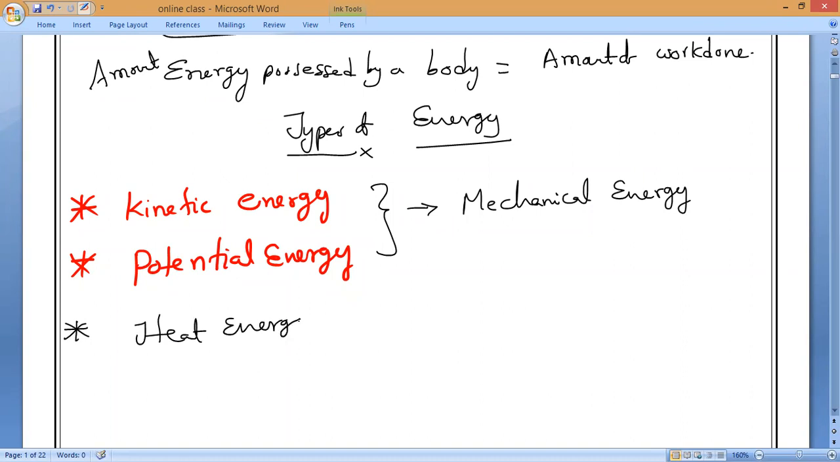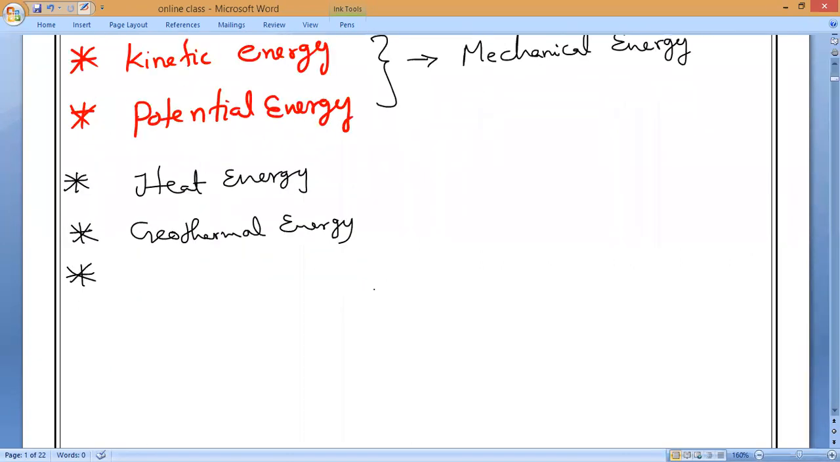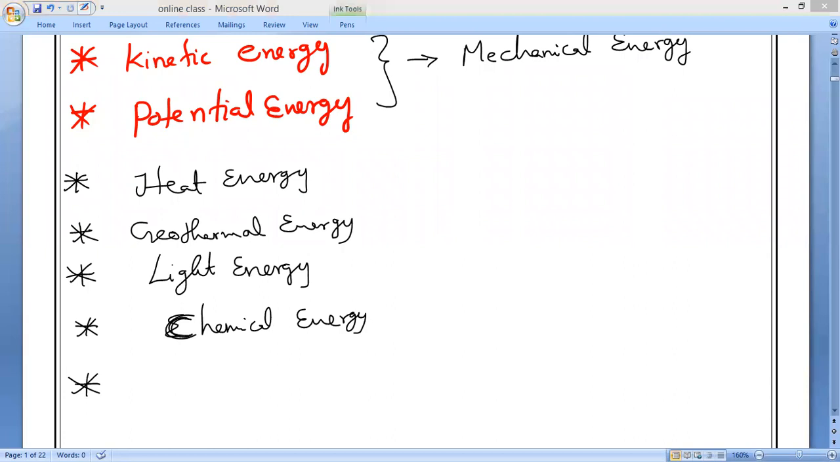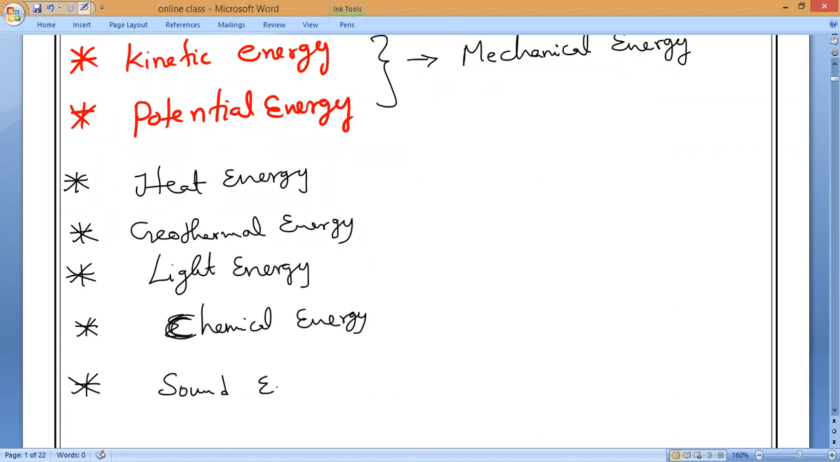Next, tell me, heat energy. Omar is saying geothermal energy. Very good. Geothermal energy, or we can say thermal energy. Heat energy means that only. Next, all of you, light energy. Tell me what forms of energy you know. You don't know chemical energy? Please respond. Chemical energy. Other forms? No other form you people know? Electrical energy, sound energy. Don't know? Sound energy. Respond with other forms of energy. Electrical energy, yeah.